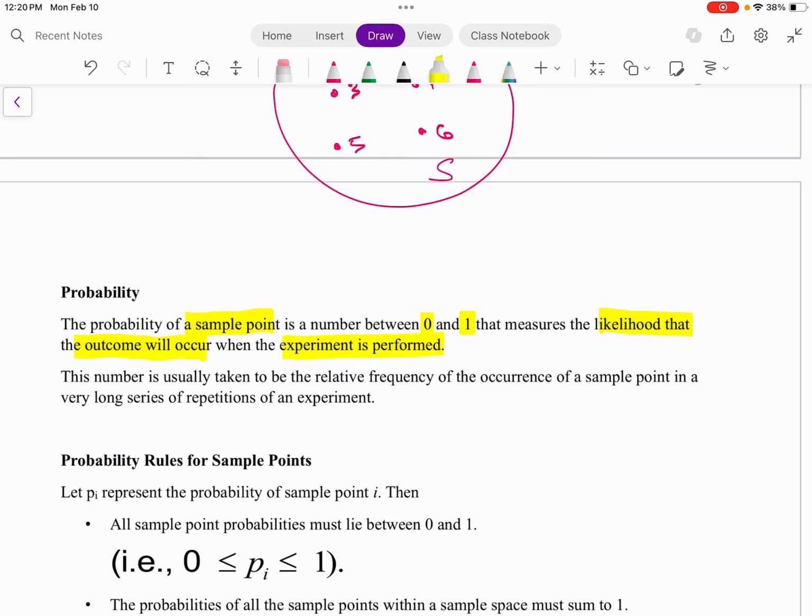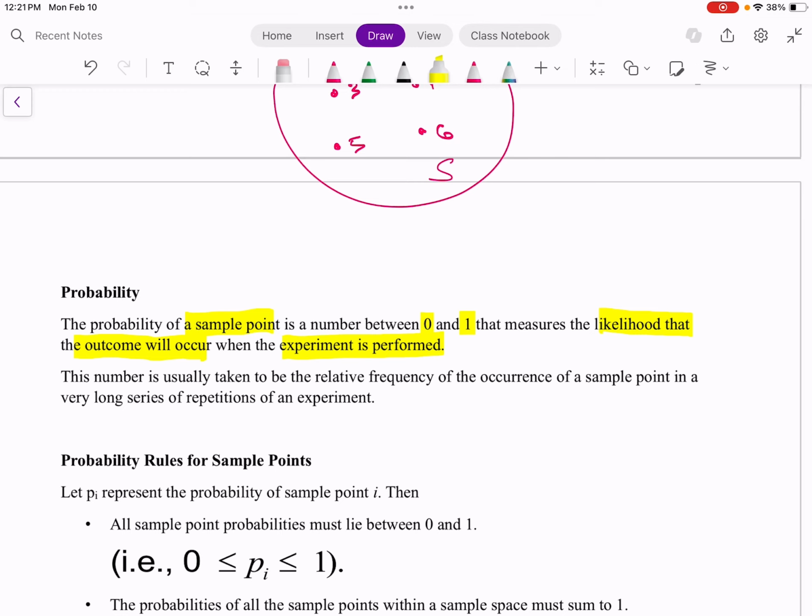When we have an experiment, we get different outcomes, and for each outcome we can measure the likelihood. We can measure the chances of getting that outcome, and that measure is the probability. We use a number between 0 and 1. The value of every probability has to be between 0 and 1. Probability is just a number, and it tells us the chances or the likelihood of getting an outcome from the experiment.